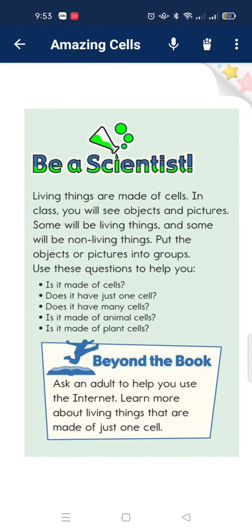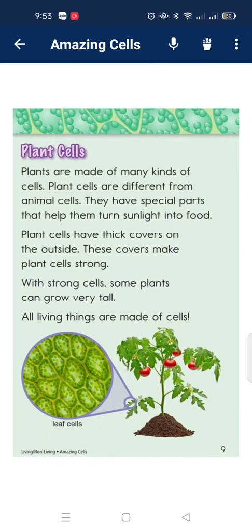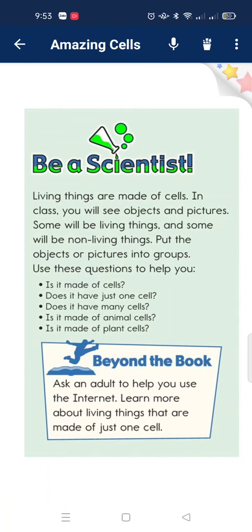Those are the differences. Now be a scientist. Living things are made of cells. In class, you will see objects and pictures. Some will be living things and some will be non-living things. Put the object or picture into a group. Use these questions to help you. Is it made of cells? Does it have just one cell? Does it have many cells? Does it have animal cells? Is it made of plant cells?